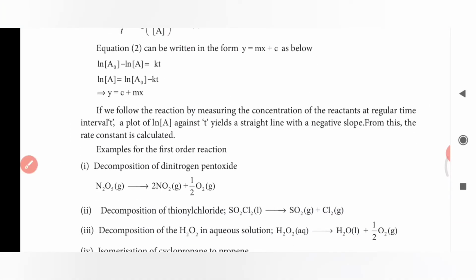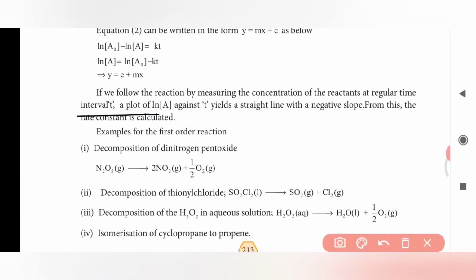If you follow the reaction by measuring the concentration of the reactant at regular time intervals t, a plot of ln[A] against t yields a straight line with a negative slope. From this, the rate constant is calculated.